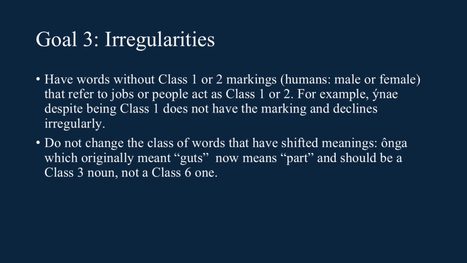For developing irregularities, it's quite simple. Because the base class system is mostly semantic and based off of animacy, I thought I'd have some examples of nouns like onga, which means part, that acts like a class 6 noun but has a class 3 ending, or udne, singer, which does not have any ending but falls under class 1 because of its meaning.